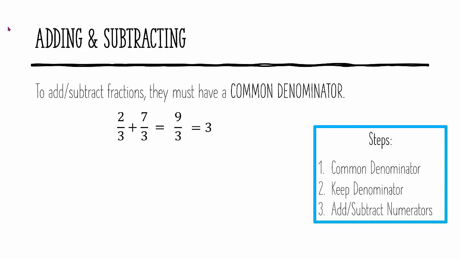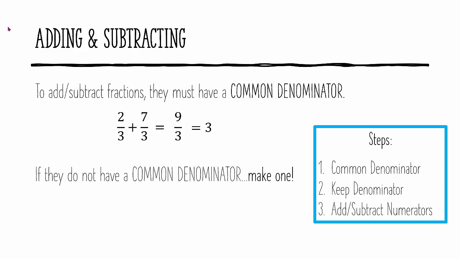Then to actually do the adding or subtracting, you're going to keep that denominator, and then you're going to either add or subtract those numerators. So here's an example. If they don't have a common denominator, we're going to make one. So 3/4 minus 3/8. Right? The 4 and the 8 in the denominators, they do not match. This is not a common denominator.